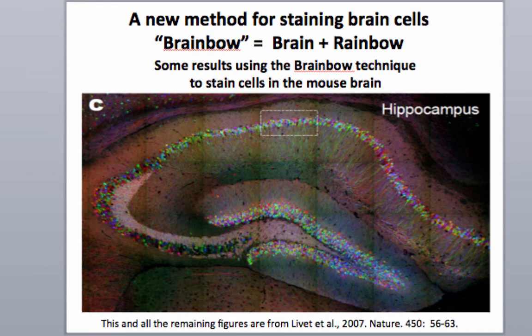And so this is a picture of a hippocampus, mouse hippocampus in this case. And all the studies that I will describe from this point on came from a paper in Nature 2007 by Livet et al. And this work was done at Harvard University in collaboration with scientists at MIT. And they call this technique Brainbow, which is brain plus rainbow. And it gave staining in more than 100 different colors, as you will see in the next few slides.